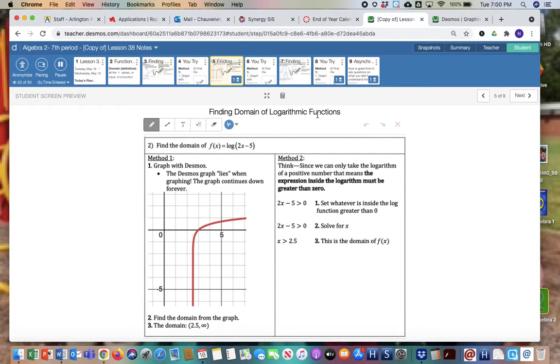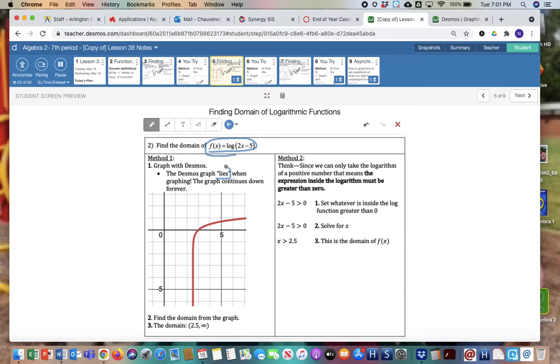So what about the log function? f of x equals the log of 2x minus 5. If we have the log of 2x minus 5, we could graph it, same thing here. We'd see where this lies. Whatever this value is, that's how we find the domain.